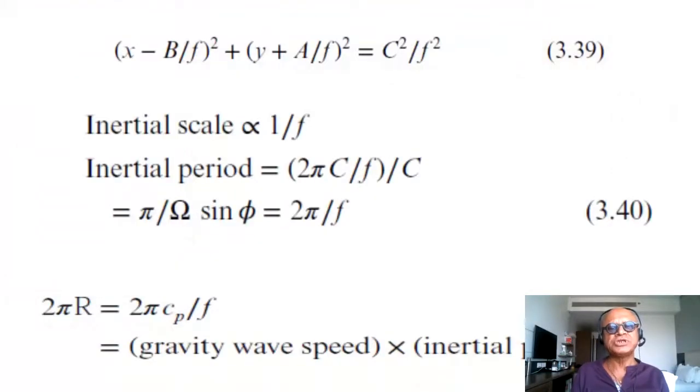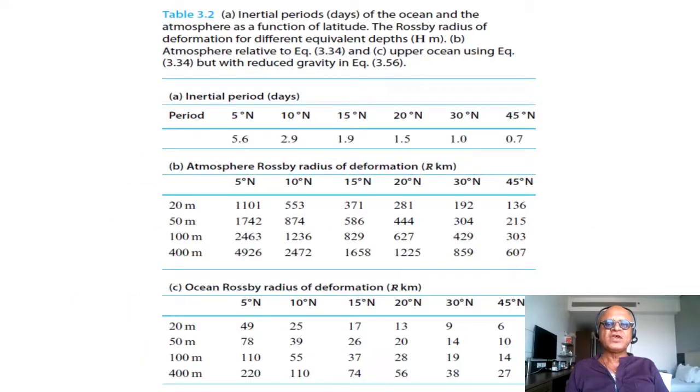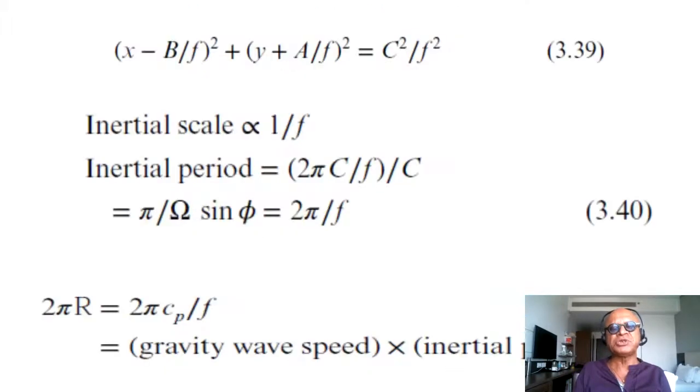Continuing our discussion on the inertial motion, we left off here and looked at the Rossby radius of deformation and the inertial period. Going to our equation, x minus b over f squared plus y plus a over f squared. So these came from the momentum equations where we dropped the pressure gradient terms and looked at what is called an aqua planet, where the entire globe is an ocean.